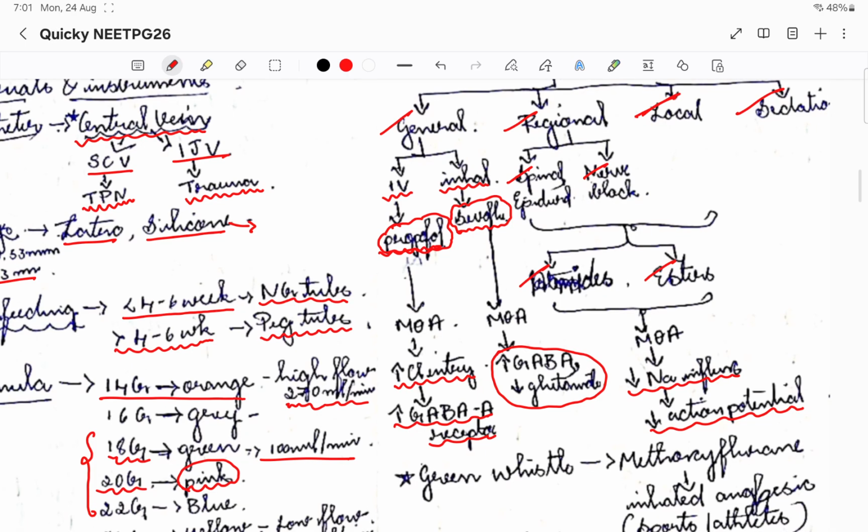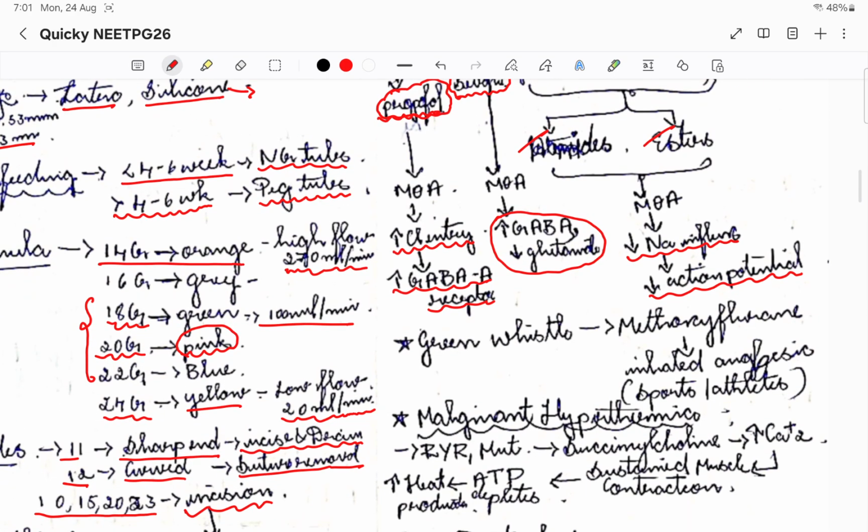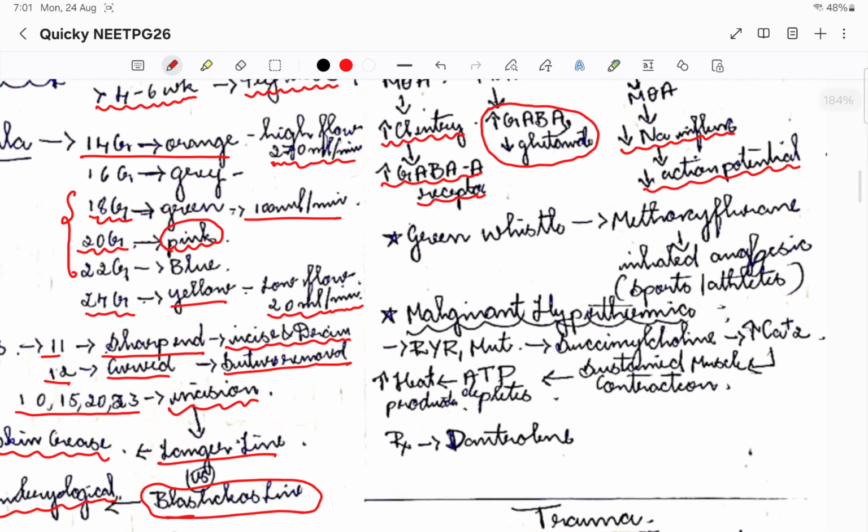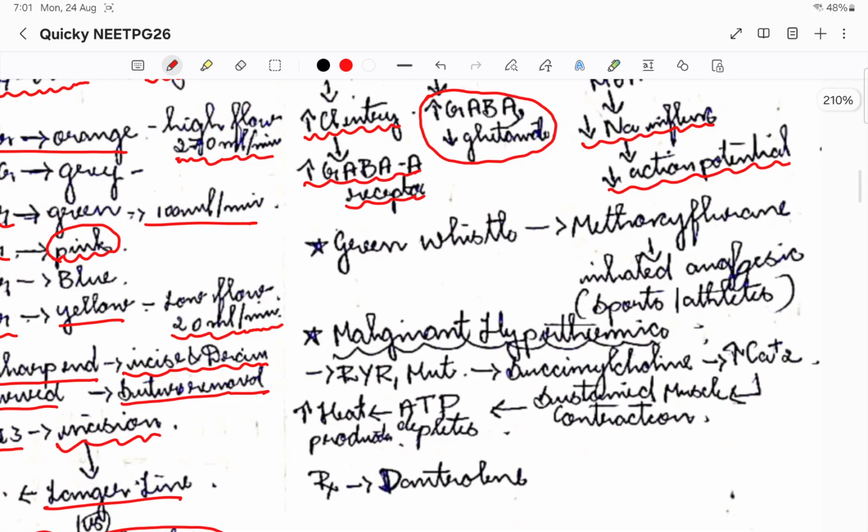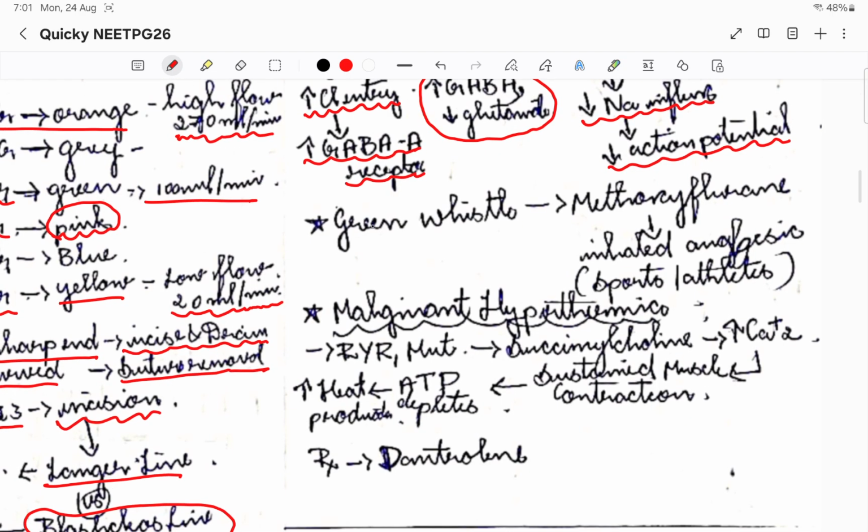That's it, right? Here in general anesthesia, we increase the inhibitory action, whereas in regional anesthesia we reduce the sodium influx and thereby reduce the action potential. Okay, that's it.